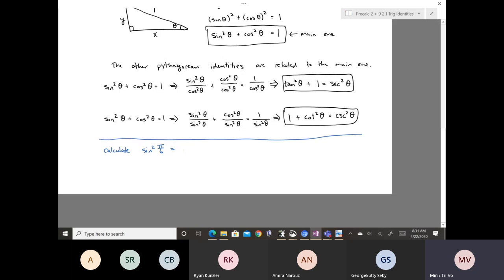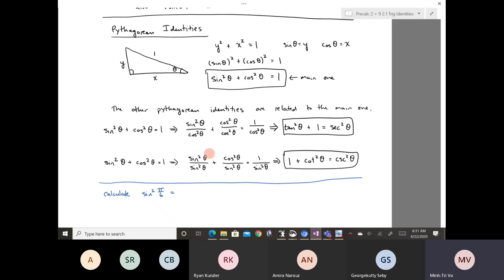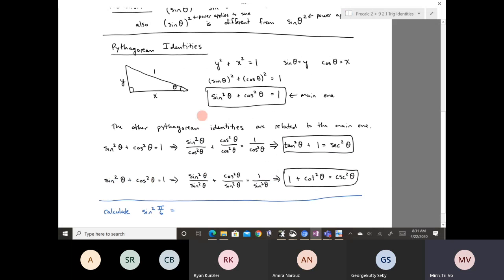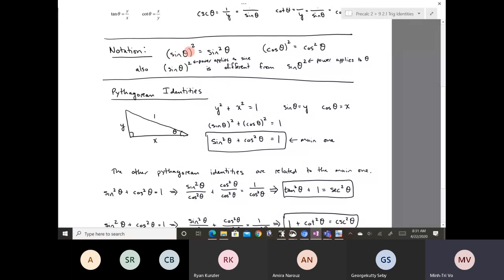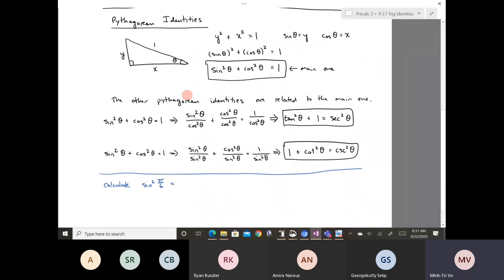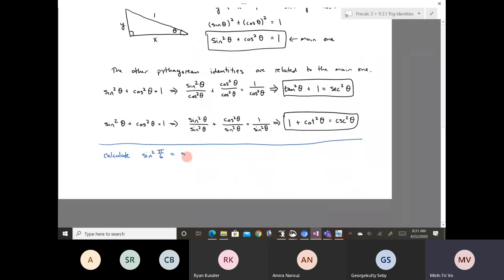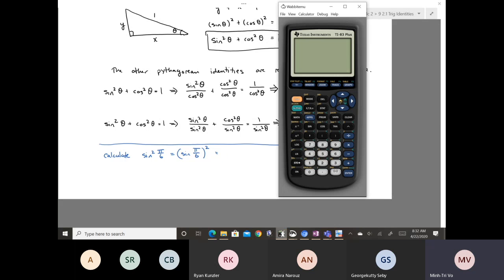So what this means is, again, the power is being applied to the entire function like this, right? So I would write it out like sine pi over 6, and then this thing squared. In terms of the order of operations, you always do the thing inside the parentheses first, right? So what does this come out to be?